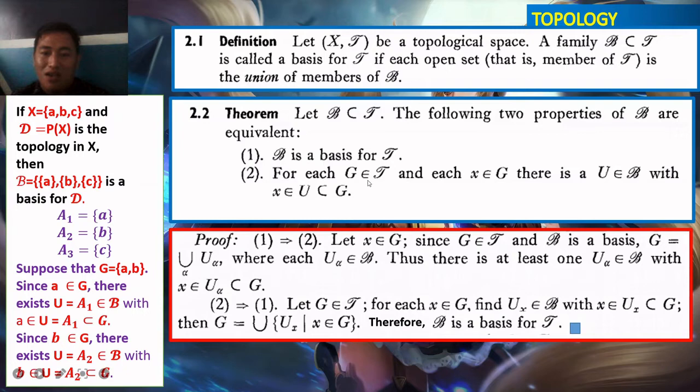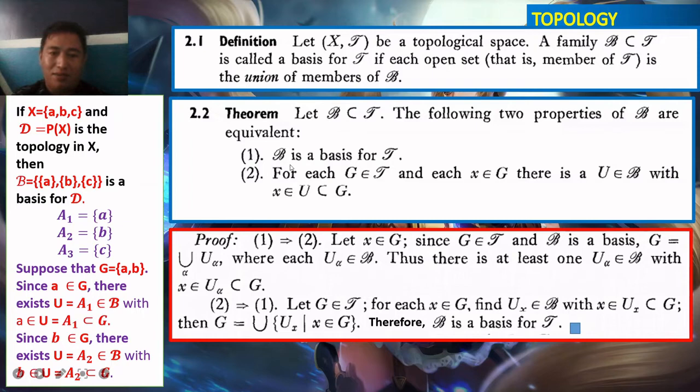You see, class? For each G element in tau and X in G, as above, this is our U alpha, an element of script B, with X an element of U alpha, a subset of G. So, U alpha, which we saw as U. Okay, number 2 is proved. Now, 2 implies 1.